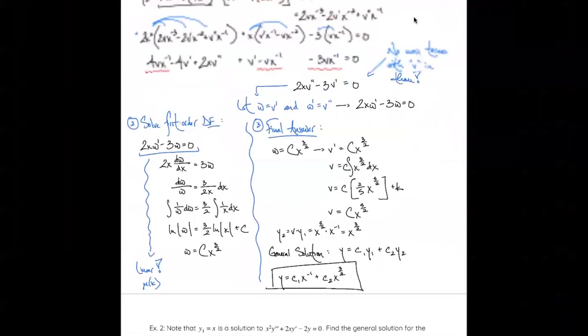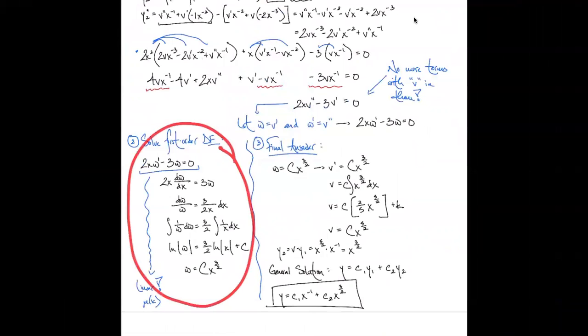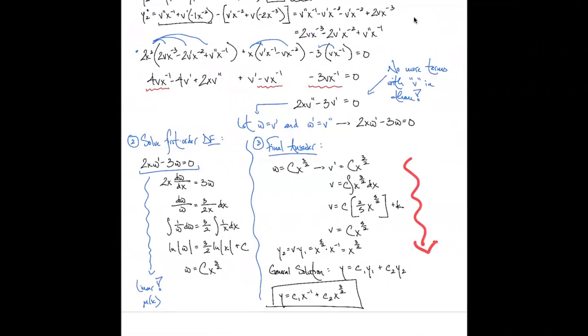So we did all that substitution. We solved our first order using skills that we learned in the last 2.5 weeks. And then we unpacked it all so that we could get a solution that involved the letters that we started with.